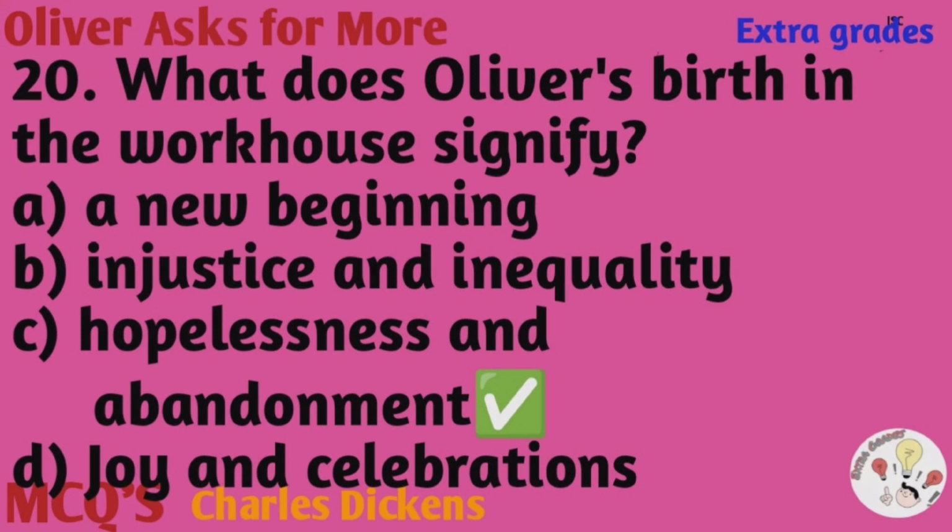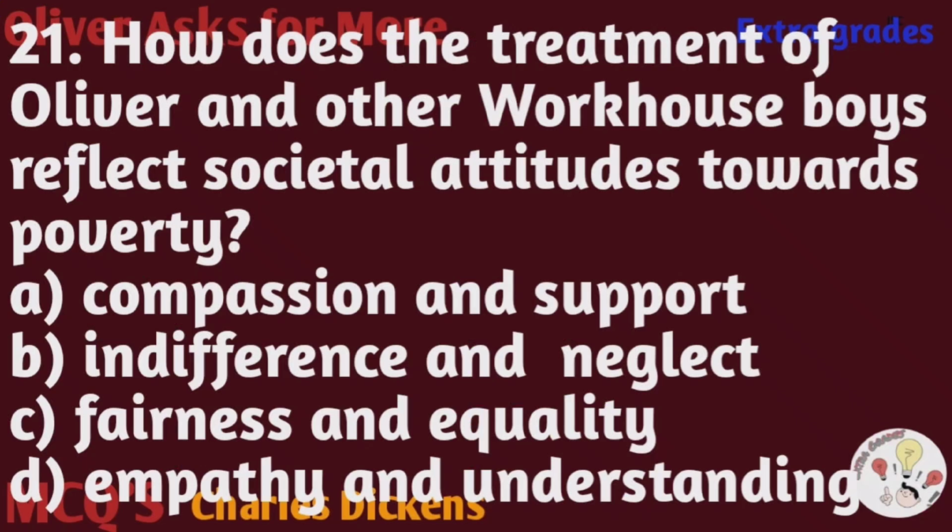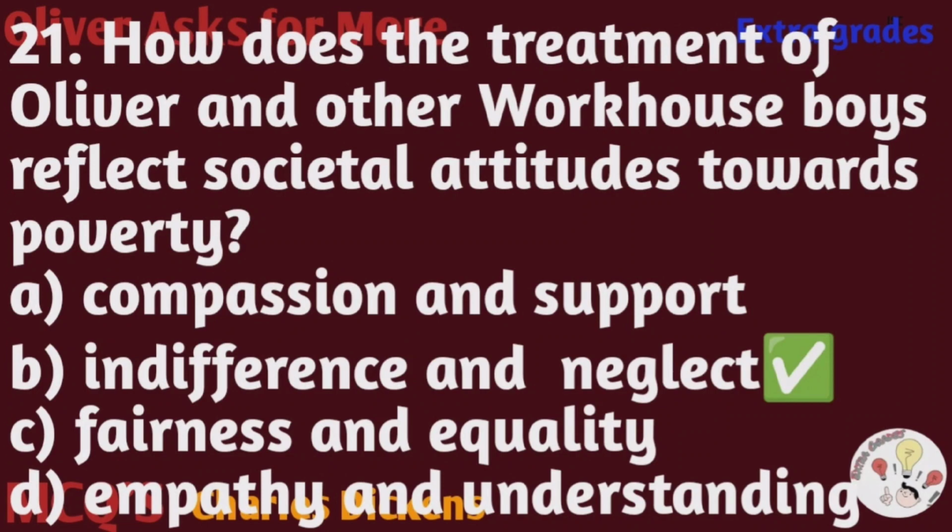And the correct option is C, hopelessness and abandonment. Question number 21. How does the treatment of Oliver and other workhouse boys reflect societal attitudes towards poverty? And the options are A, compassion and support, B, indifference and neglect, C, fairness and equality, D, empathy and understanding. And the correct option is B, indifference and neglect.